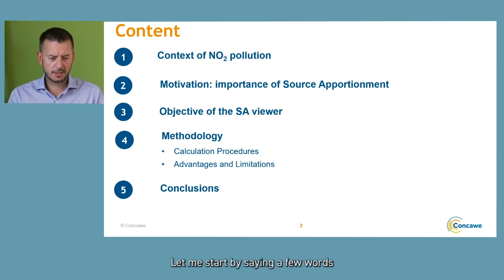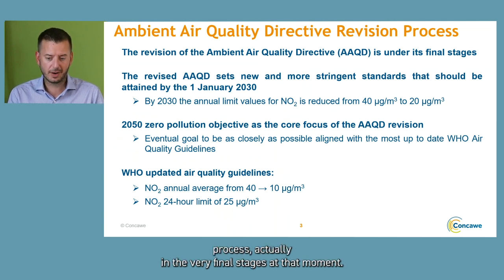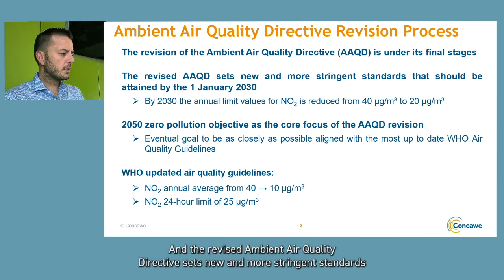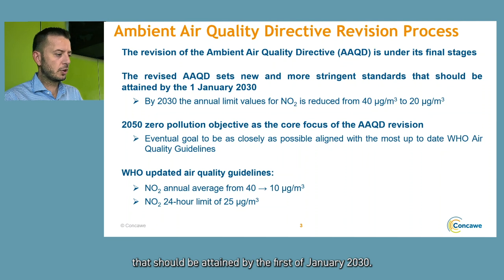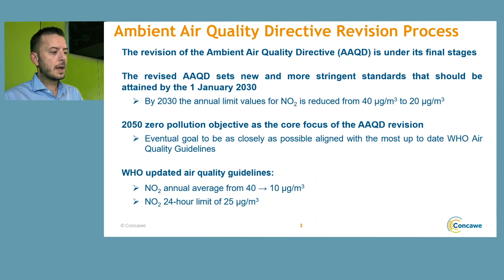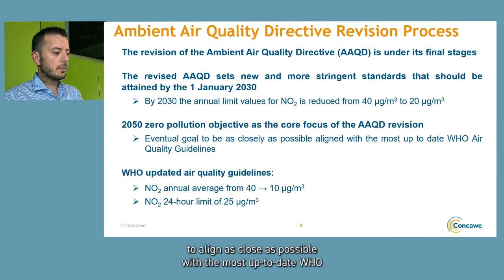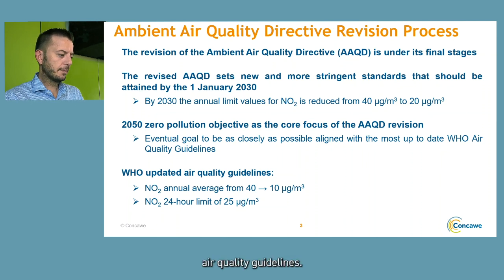Let me start by saying a few words about the status of the Ambient Air Quality Directive, which is under revision, actually in the very final stages at the moment. The revised Directive sets new and more stringent standards that should be attained by 1st January 2030. For example, by 2030, the annual limit value for NO₂ is reduced from 40 to 20 micrograms per cubic meter, while the Directive sets as a core focus the 2050 zero pollution objective, which is to align as closely as possible with the most up-to-date WHO air quality guidelines.